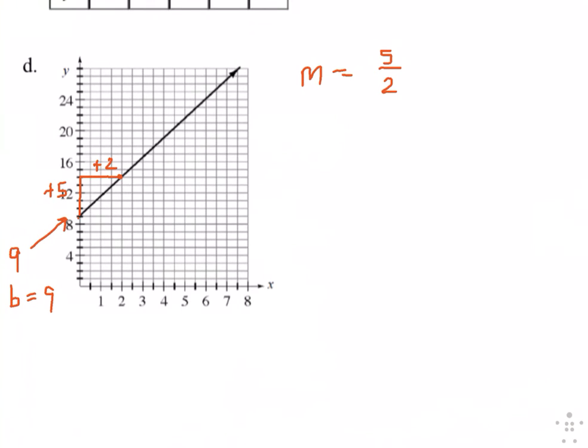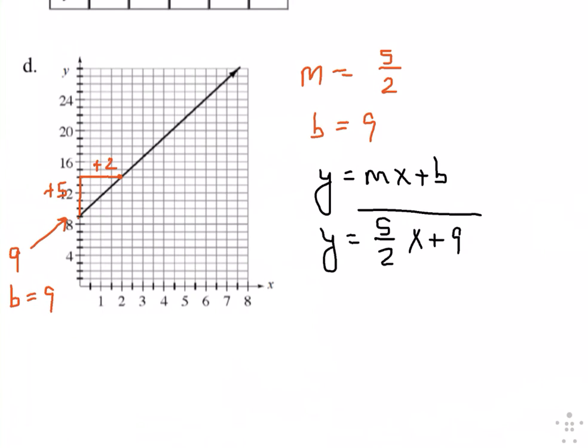So we know that the slope is 5 halves and b equals 9, right? Now we write the equation in the form y equals mx plus b, and we get y equals 5 halves x plus 9 for the equation of the line.